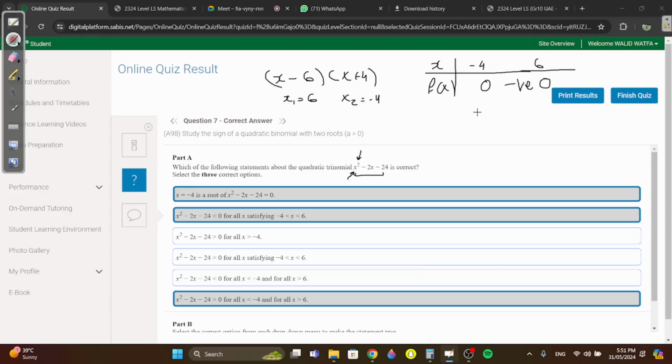It's going to be negative in between my roots. Then after and before my roots, it's going to be the same as the quadratic, so it's positive. So positive after the root, positive before the root.